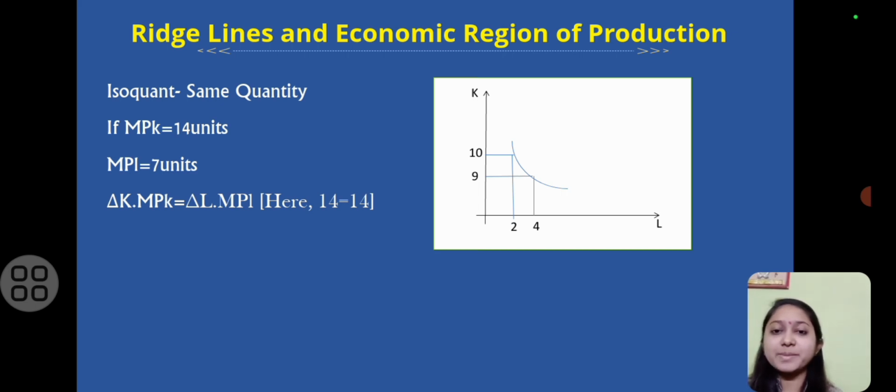Change in labor is by 2 units and marginal productivity of labor for 2 units is 14. 2 into 7, 14. So net output remains unchanged. Net output is the same because there has been a reduction of 14 units on part of capital but a net addition of 14 units on part of labor. So we need to remember this MRTS LK, which will be used in further slides.